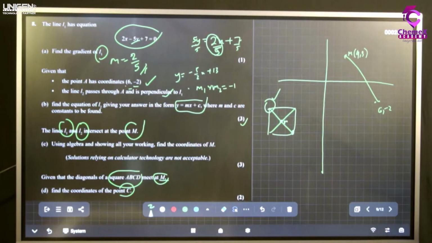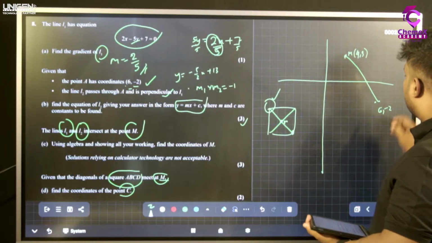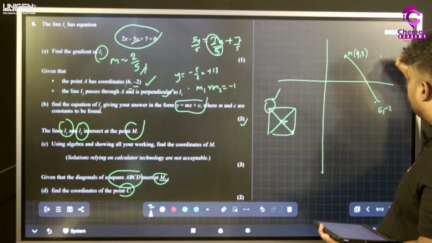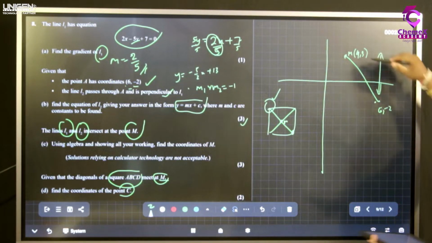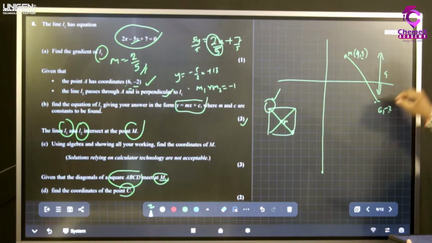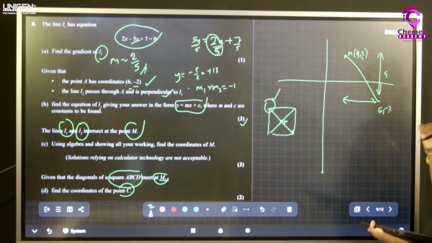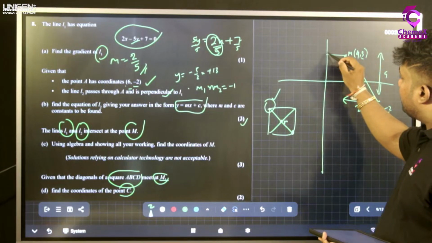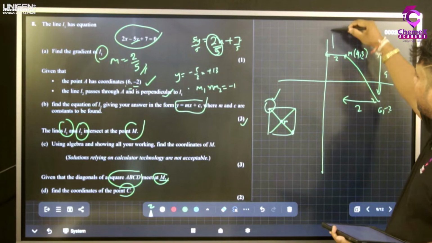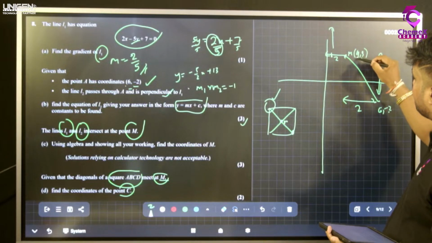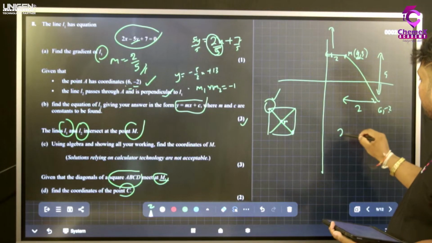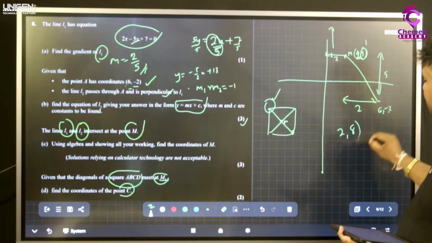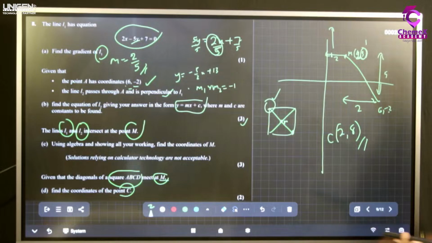So what's the gap? The gap from here to here is what? 3 plus 2, 5. What's the gap from here to here? 2, right? The same gaps go to the other side also: 2 and 5 up. So if you subtract 2 from 4, it is 2. So the coordinate is 2. And from 3, if you take 5 steps up, what is it? 8. So that's going to be the C coordinate. Did you understand or not?